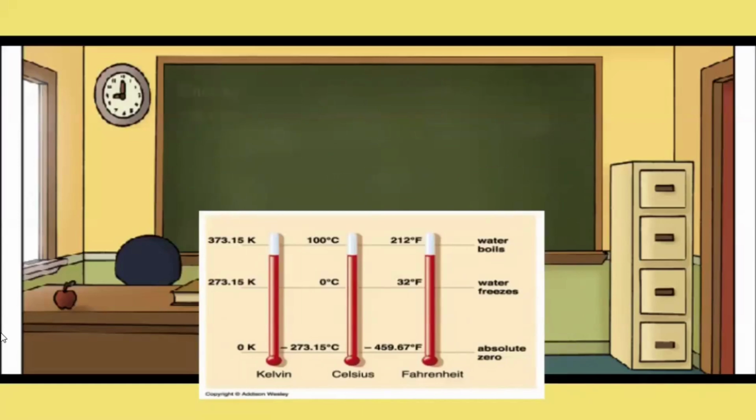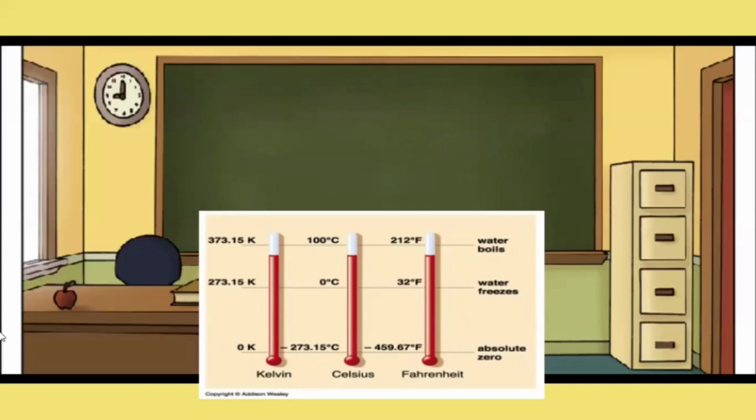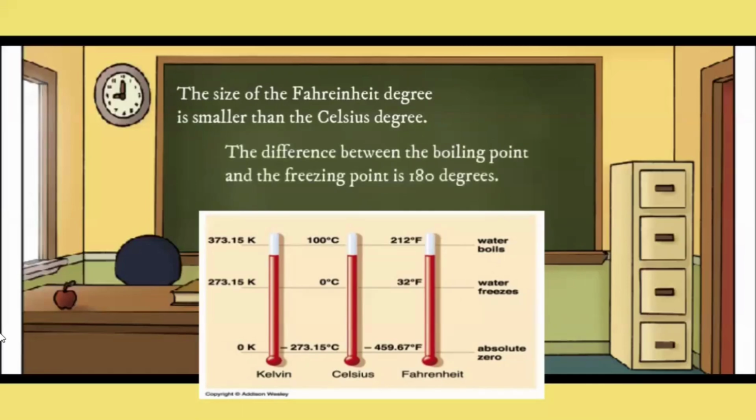Since Kelvin starts at 0 and cannot go below absolute zero, you cannot have negative Kelvin. This is why Kelvin is not reported in degrees. Kelvin is always positive. The size of the Fahrenheit degree is smaller than the Celsius degree. The difference between the boiling point and the freezing point is 180 degrees, not 100 like Celsius or Kelvin. The zero points are all different on all three scales.